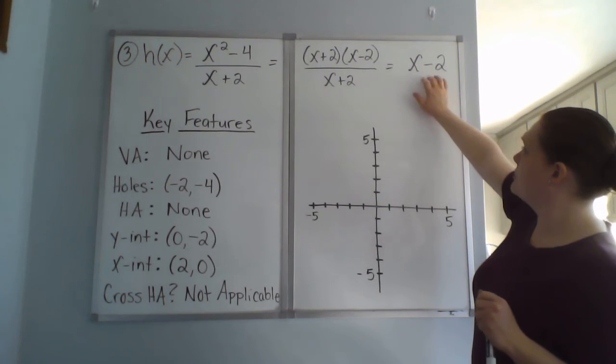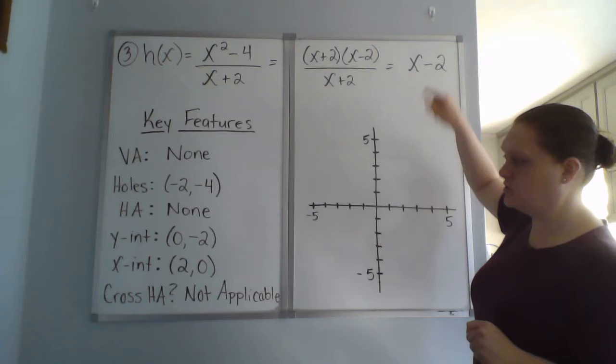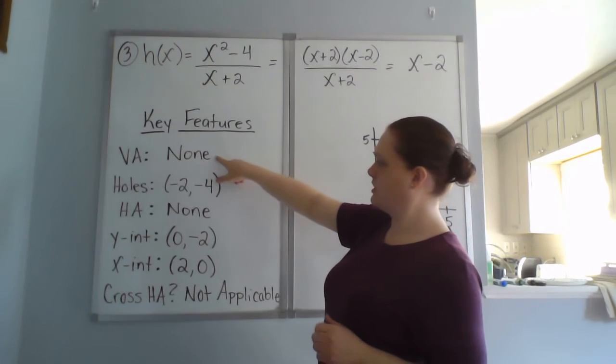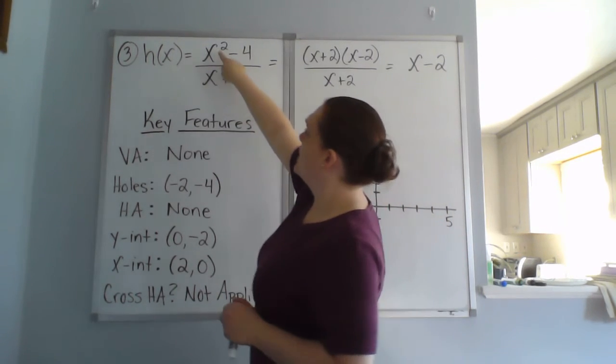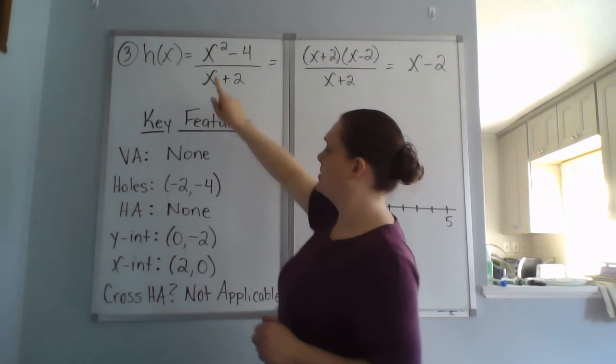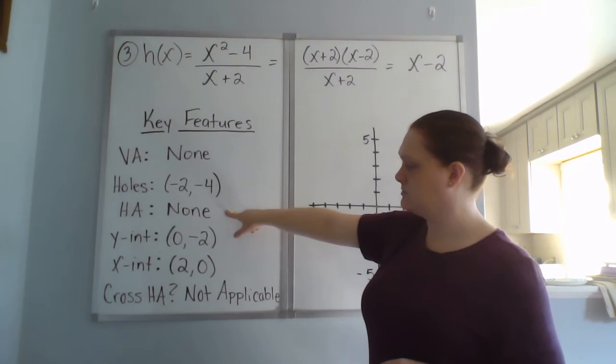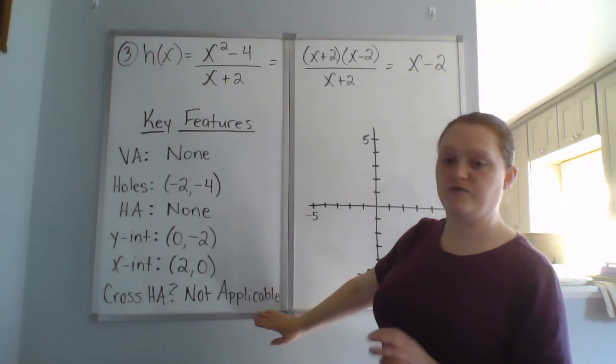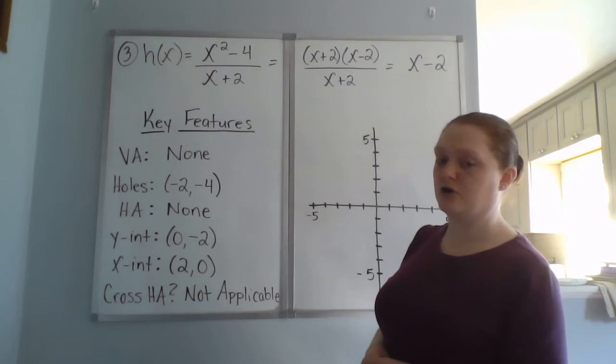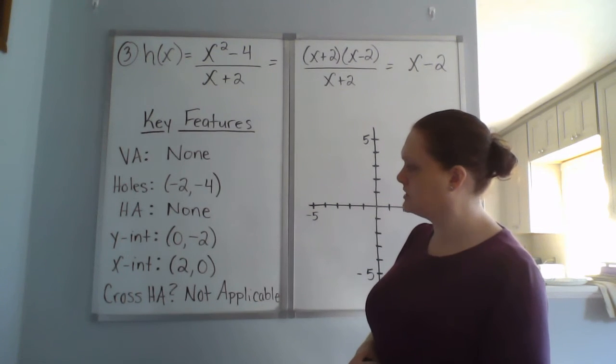Because there's no longer a denominator, there are no remaining domain restrictions, so there are no vertical asymptotes. And because this was top-heavy at the beginning, higher degree on the top than the bottom, there was also no horizontal asymptote. So we get to skip the step about figuring out if it crosses the horizontal asymptote or not. That no longer applies because there is no horizontal asymptote.